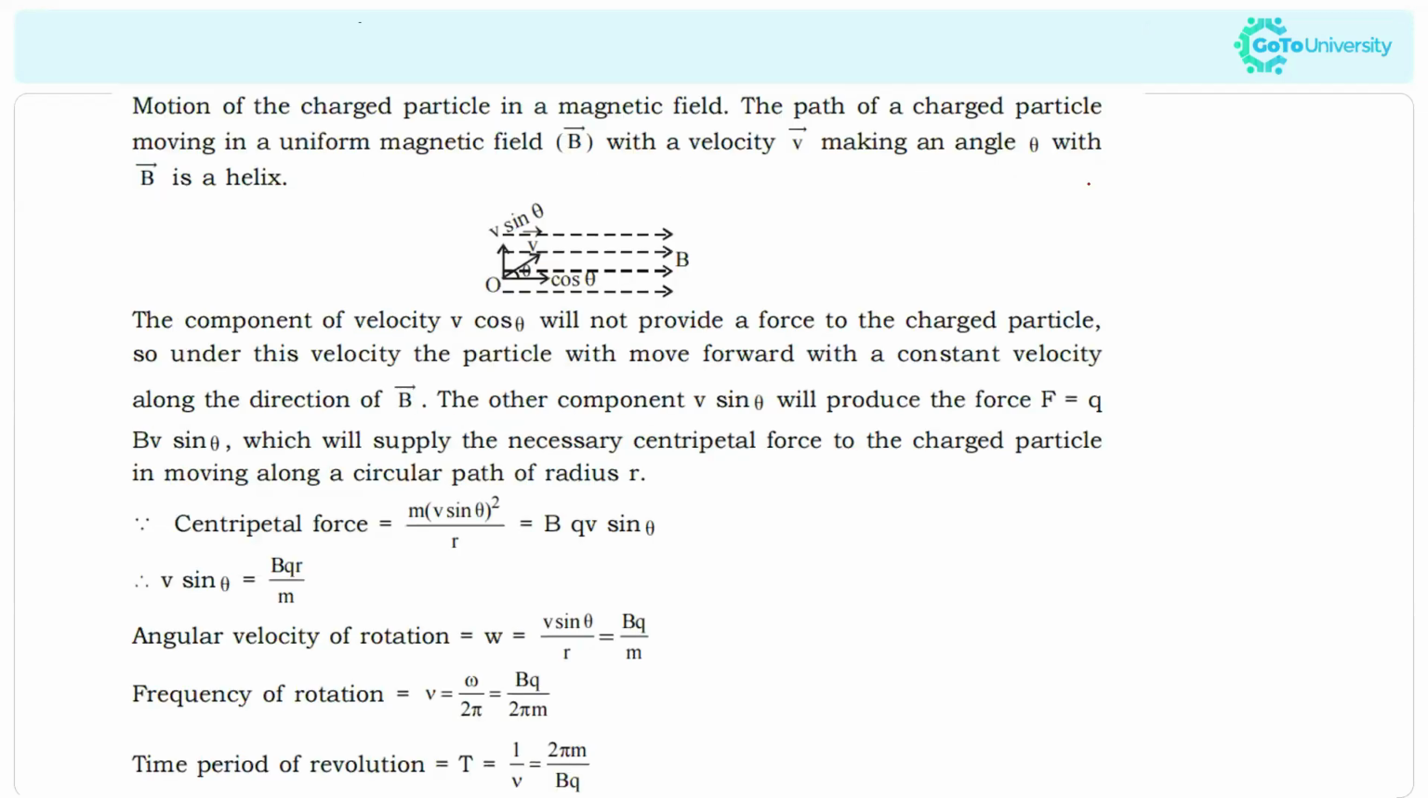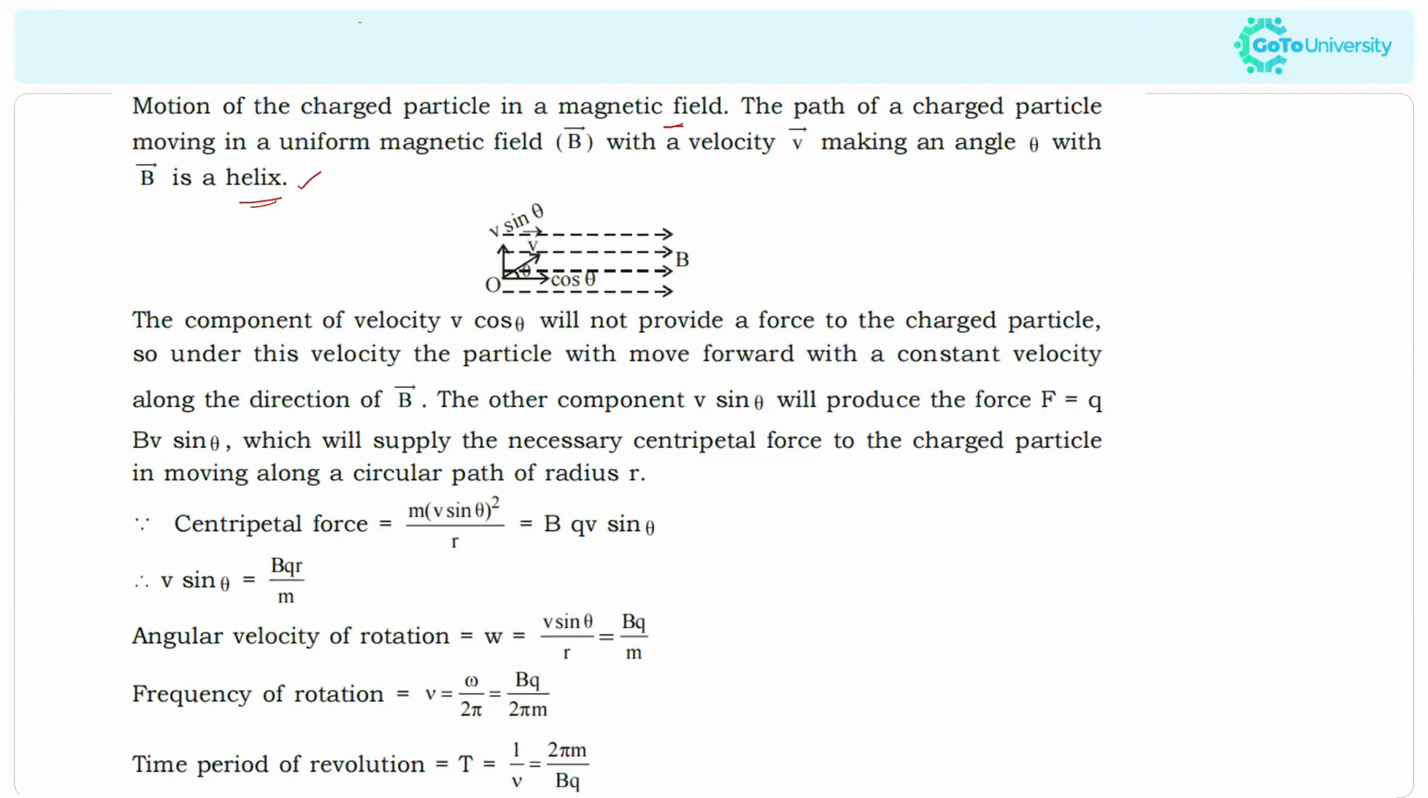Let us see what will happen when it is in a magnetic field. The path of a charged particle in a uniform magnetic field will be a helix. Keep it in mind, read the question twice. If it is about an electric field, the path will be a parabola. If it is about the magnetic field, then the path will be a helix.